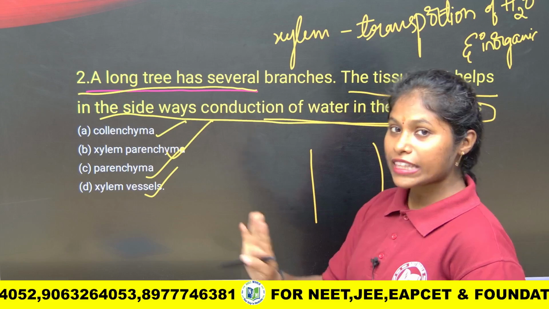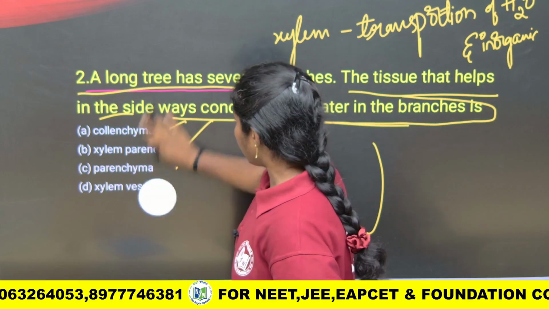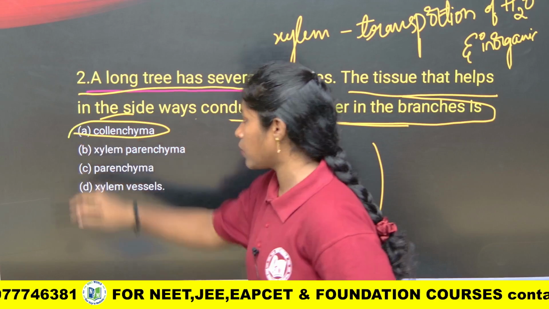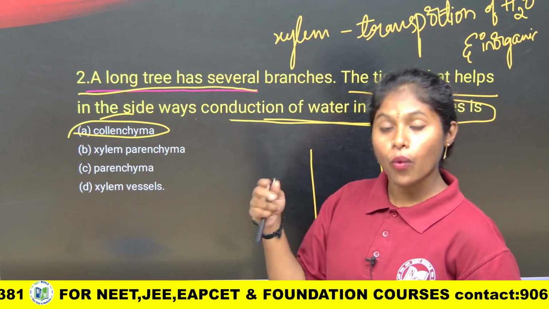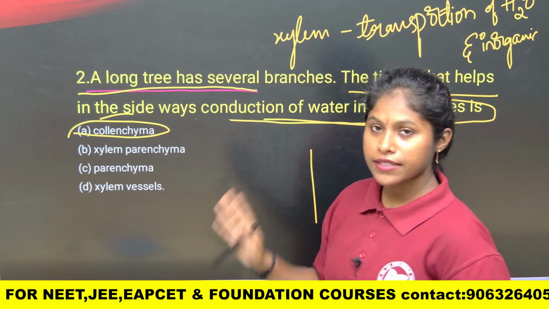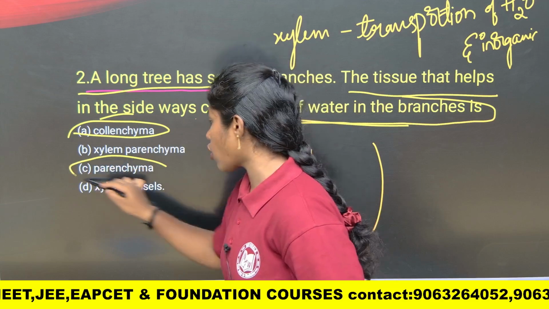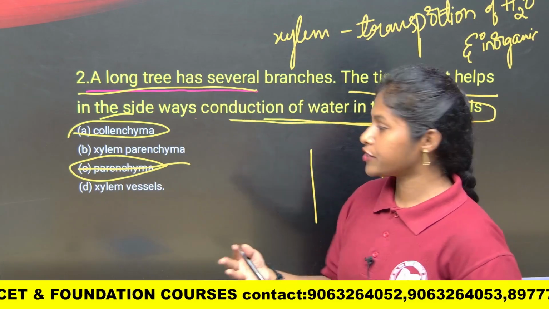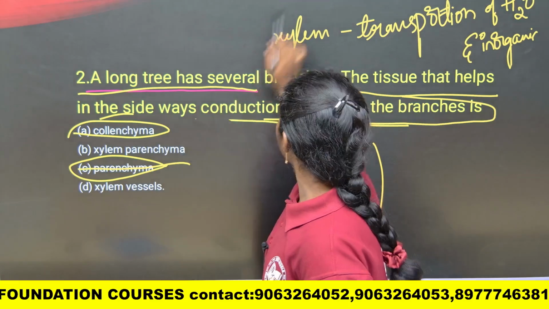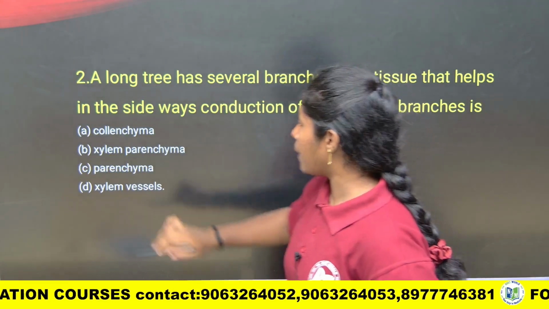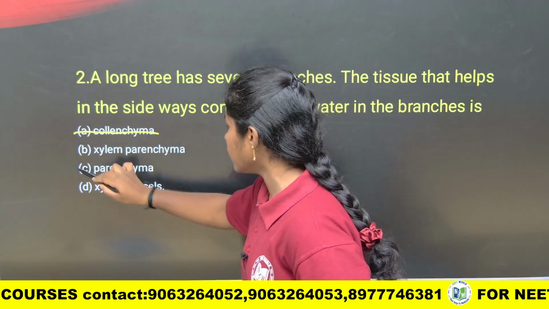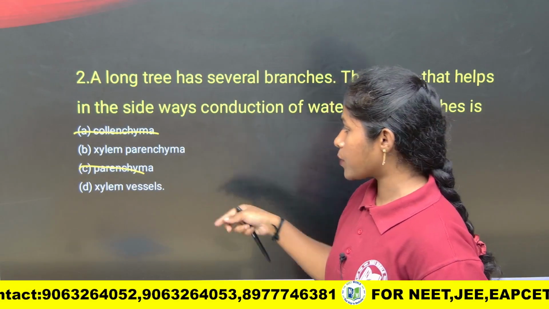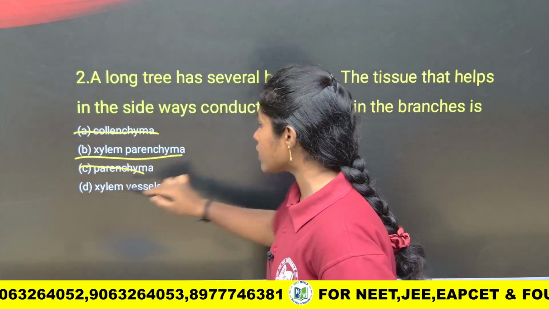Let's eliminate the options from the given options, children. So it is not the collenchyma, because the conduction of water is happening mainly due to the xylem. Here the parenchyma is also not that, right? Because the conduction of water is happening by the complex tissue xylem. Right, from this question we are eliminating the A and C options. Let's see the B and D options. It is xylem parenchyma or xylem vessels.